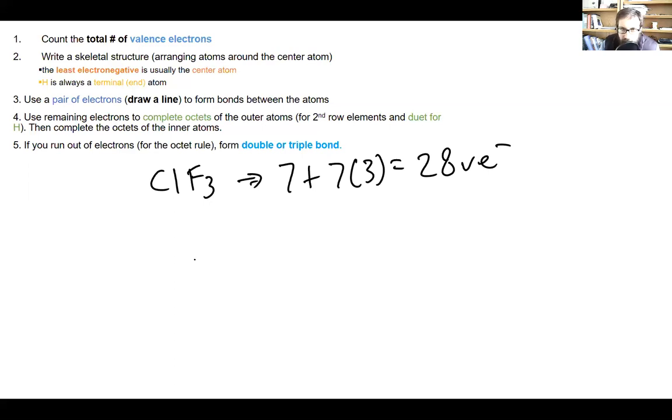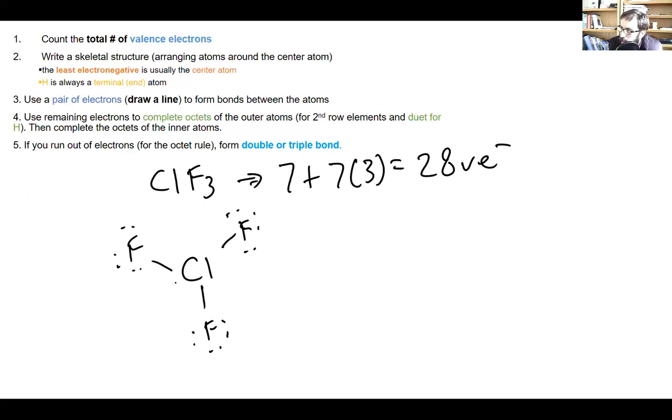Chlorine is less electronegative than fluorine. Fluorine's the most electronegative element. So we're going to get something like this, right, with chlorine in the center. Give an octet to the fluorines by adding 6 non-bonding electrons, 3 lone pairs, 2, 4, 6, 8 for each of the fluorines. And so each of the fluorines has 8 with 3 of them.